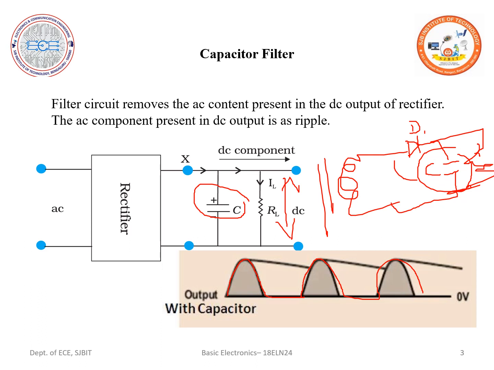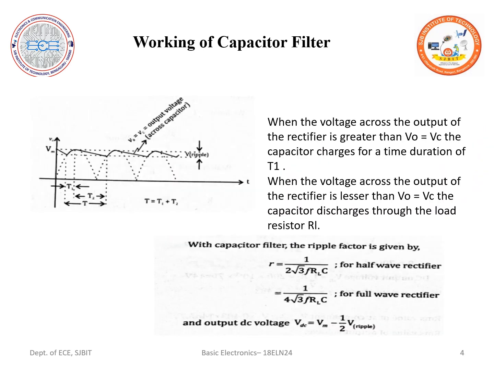So there is a charging and discharging action happening with respect to the capacitor filter, then only I can expect a pure DC. Now let us look into the working principle, how actually this is going to work. When we look into this, you can have a look here.